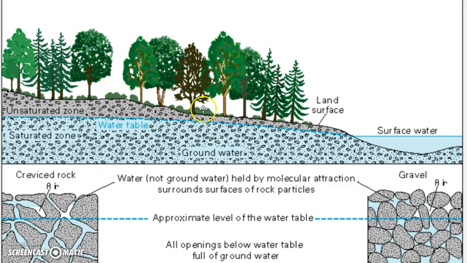So let's make sense of this picture now. We have an unsaturated zone. We have our water table that simply divides the unsaturated from the saturated zone. And this is where we find our groundwater. If I look at this picture right here, water that's not groundwater can be held by molecular attraction. In this case, it surrounds the surfaces of rock particles. If this is the water level right here, so here's our water table. This is the zone beneath it, where you're going to have all of these openings completely full. Notice above it, this is your unsaturated zone.